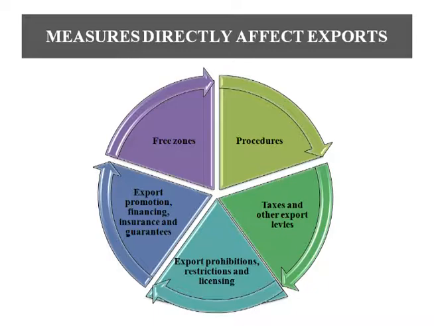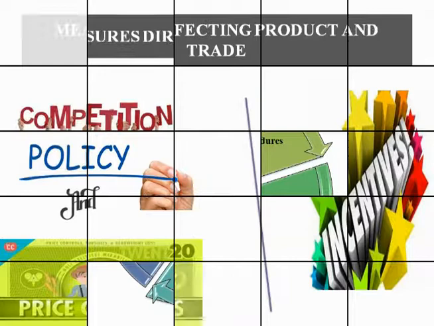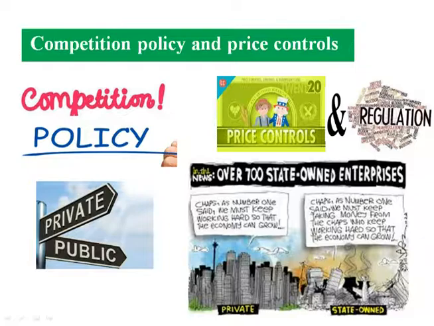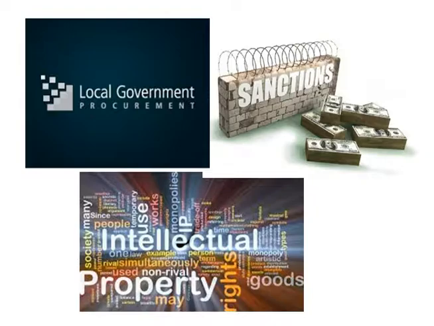Third measure is measures affecting production and trade. These are the incentives, competition policy and price controls, state trading, state-owned enterprises, and privatization, government procurement, and intellectual property rights.